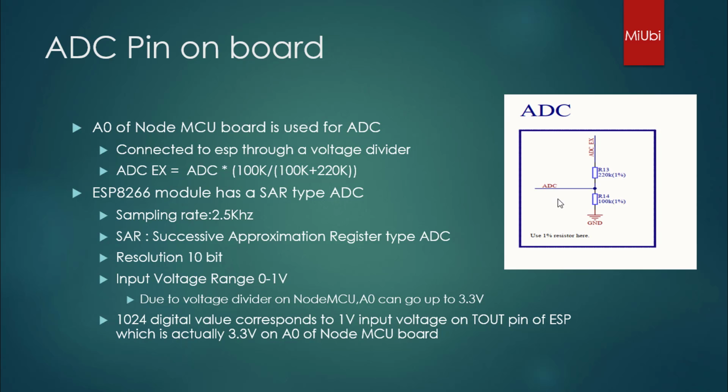Because of this voltage divider, you can increase the input range to 3.3 volts. Even if you give an external voltage of 3.3 volts, because of the voltage divider, it will get divided by 100k over 100k plus 200k. This is the normal voltage divider formula. Only a fraction of the input voltage will go to the ESP8266.